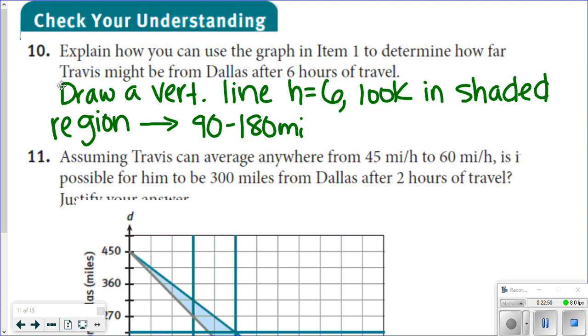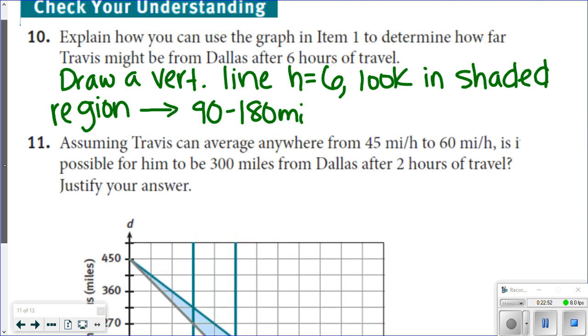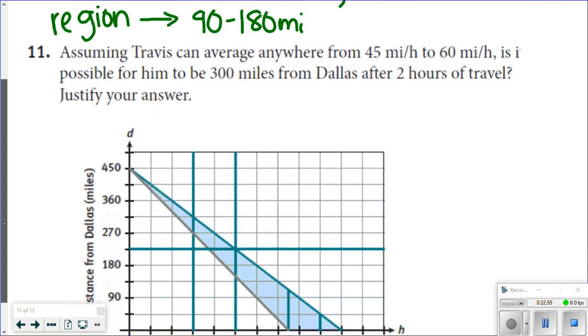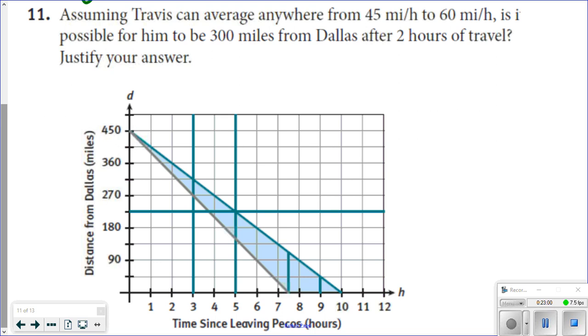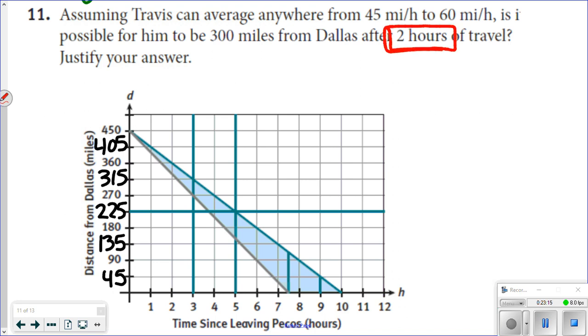Question 11. Assuming Travis can average anywhere between 45 miles an hour and 60 miles an hour, is it possible for him to be 300 miles from Dallas after 2 hours of travel? So go ahead and draw in your vertical line or look where 2 hours would be. Try to find your intersection point or your shaded region. And is 300 a possibility within your shaded region? Look really closely at your book.